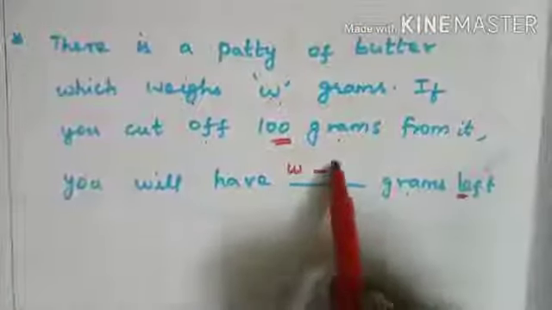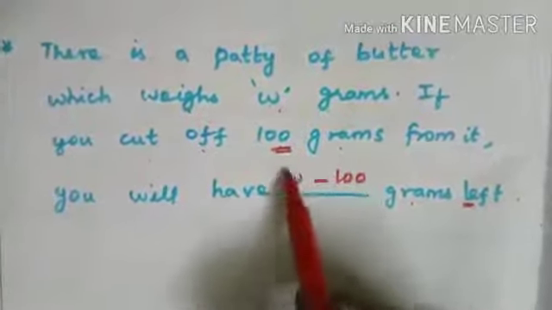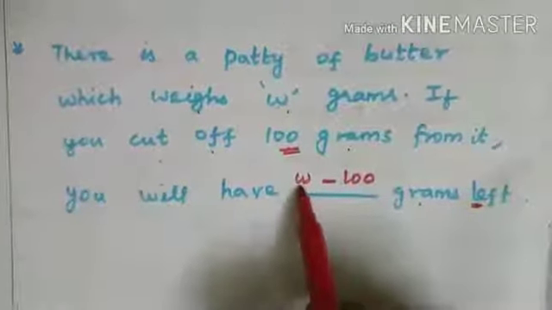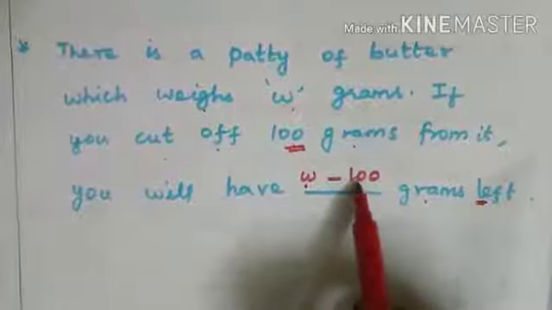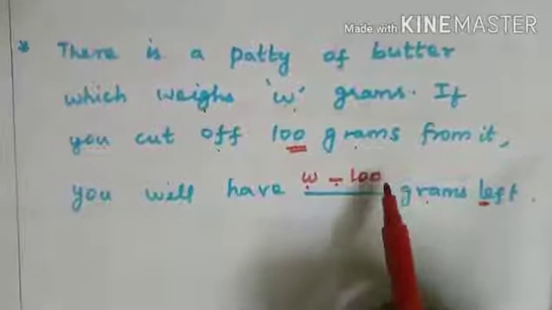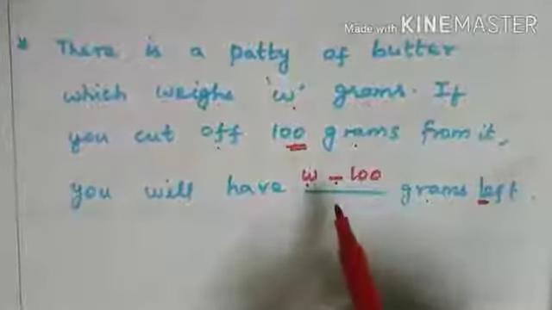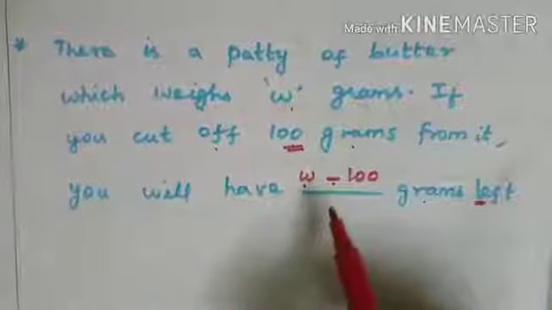So W minus 100 grams. W is the total gram weight of the butter, and we have cut 100 grams, so W minus 100. Now the remaining will be in the pot. So in this way we have to frame the algebraic statement.